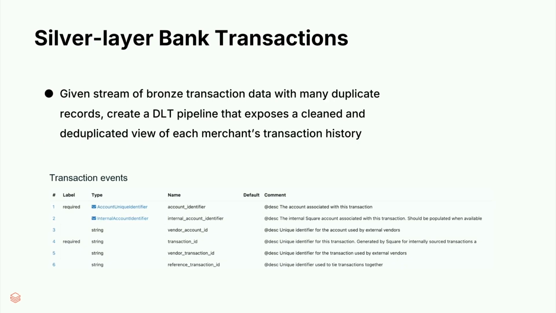The first use case I'm going to walk you through is our silver layer bank transactions pipeline. The problem statement is: given a stream of bronze transaction data with many duplicates, we need to create a DLT pipeline that exposes a deduplicated view of each merchant's bank transaction history. At the bottom of the slide, you can see a snippet of our transaction event schema. It contains a bunch of identifier fields, as well as, not pictured, additional fields for attributes on the underlying transaction, such as the amount or a description of the transaction.